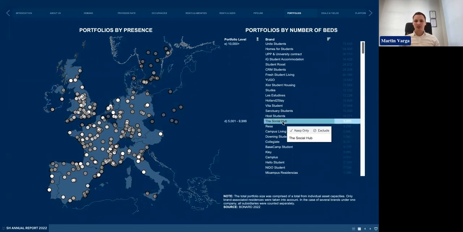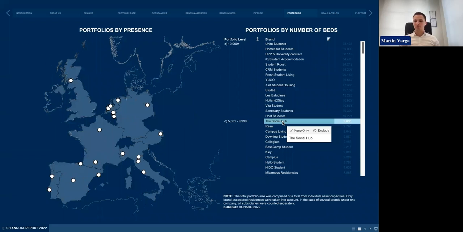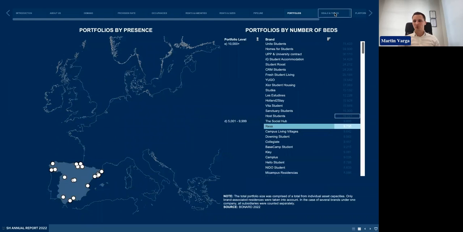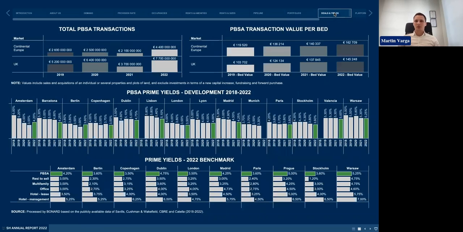Social Hub is leading in continental Europe, soon to reach the 10,000 beds, followed by Resa in Spain. We also have seen, and we recorded, several major deals within the portfolios as well. And basically, those were the portfolios that reached the 5-year investment cycle, and they followed a certain portfolio exit strategy.